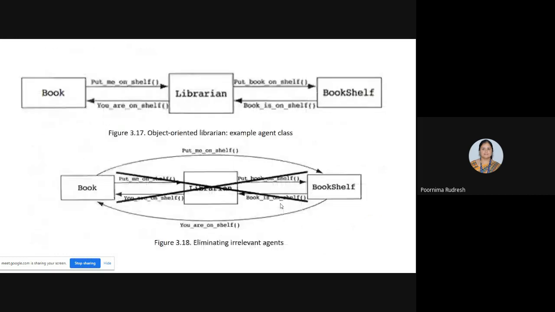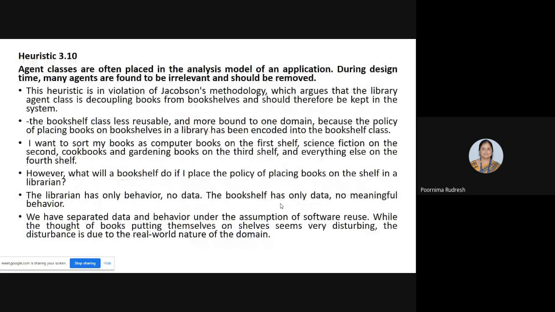This is about the role of the agent class. What is an agent class? What is the main functionality of an agent class? If you consider the example of a library system. Any doubt in this? No, ma'am. Okay, then we'll move on to heuristic 3.10.